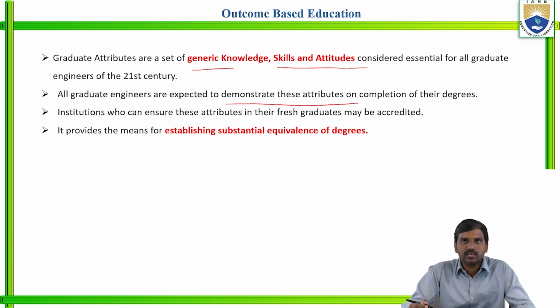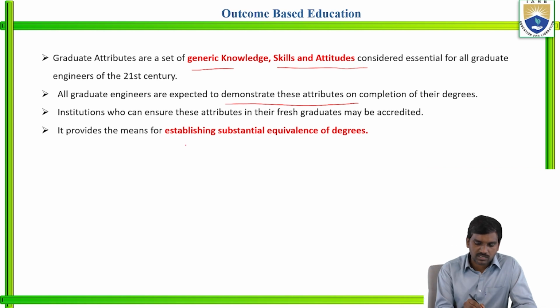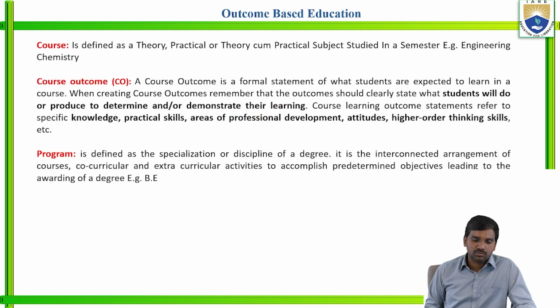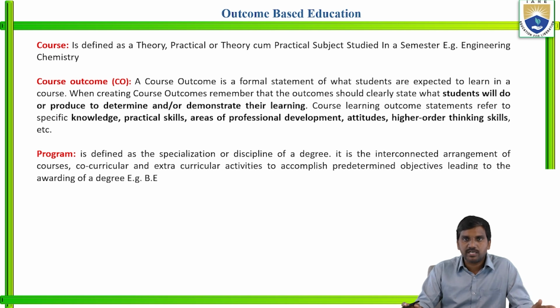An institution that can ensure these attributes in its fresh graduates may be accredited. It can provide the means of establishing substantial equivalence of degrees. So these are the graduate attributes in line with the program outcomes. Let's look at some important points here.